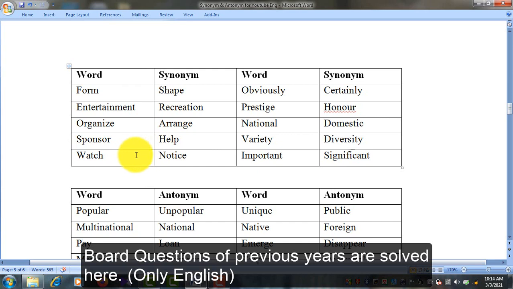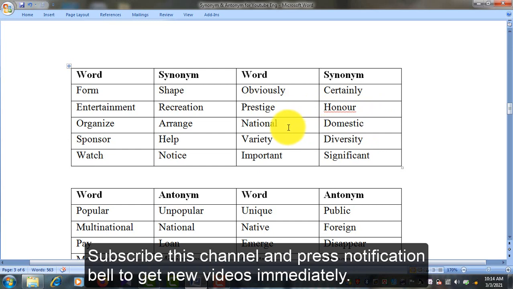Watch, this word is noun or verb. Notice, it is also noun or verb. Obviously, it is an adverb. Its synonym is certainly. It is also an adverb. Prestige, it is noun. Its synonym is honor. It is also a noun. National, it is an adjective. Its synonym is domestic. It is also an adjective.